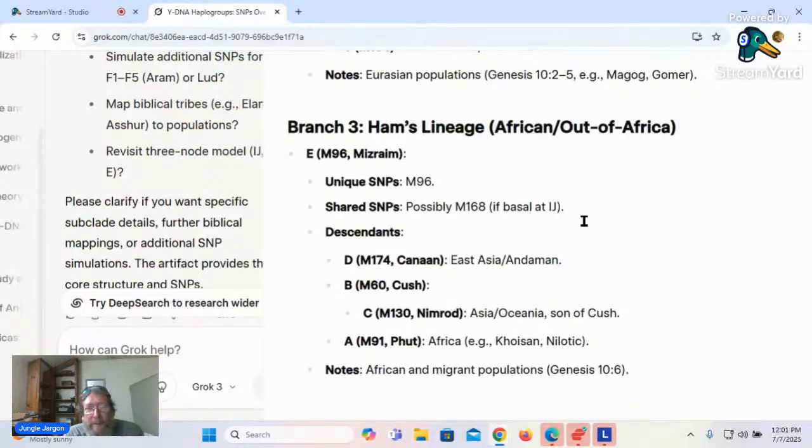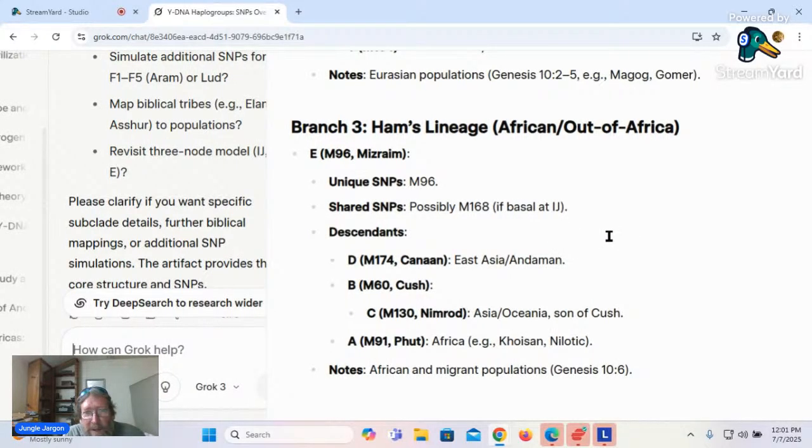Okay, Ham's lineage, Mitzrayim. Possibly, okay. 168 if Basal is IJ. Okay, that's fine. D is Canaan. B is Cush. C is Nimrod. A is Put. Okay, that's good. Khoisans.